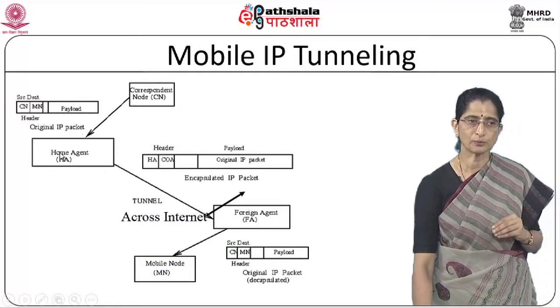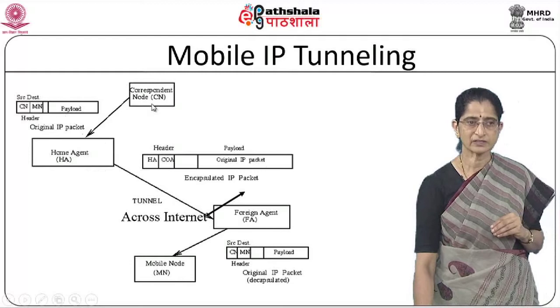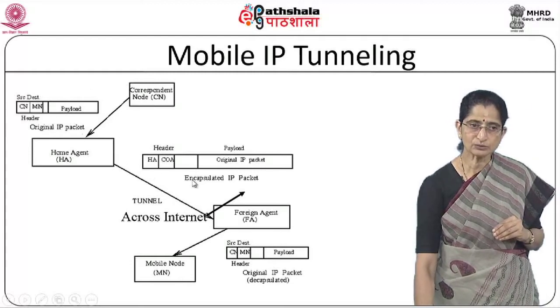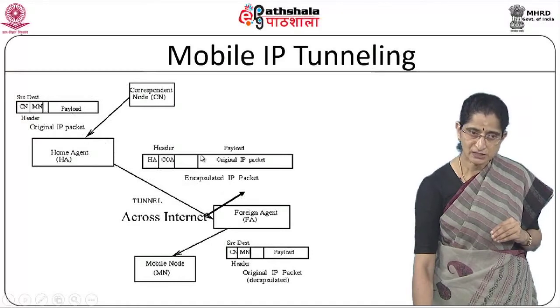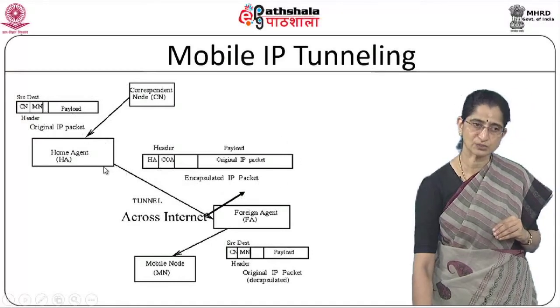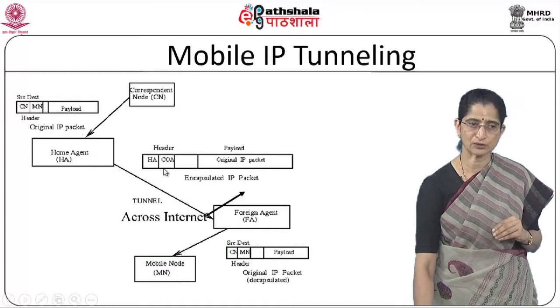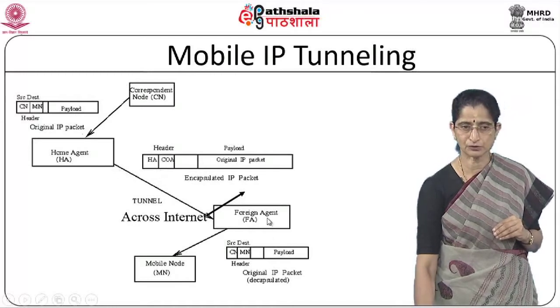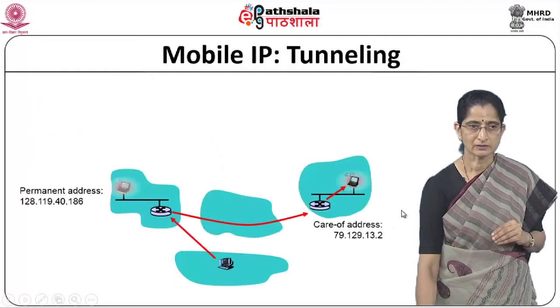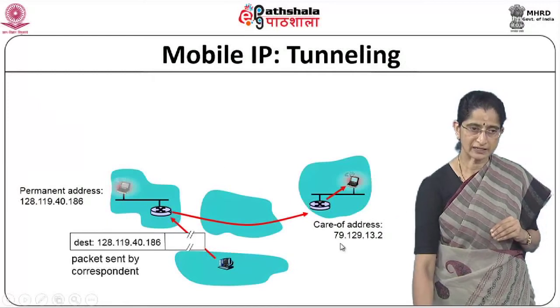So, the home agent will take the packet that the corresponding node sends. So, it receives a packet. Now, the packet that it receives as such is put into another IP packet. This IP packet will have source address as home agent and destination address as care of agent. This encapsulated IP packet will come to the foreign agent. This fellow now will remove this, get the original IP packet and send it to the mobile node. So, you can see how the tunneling gets done.